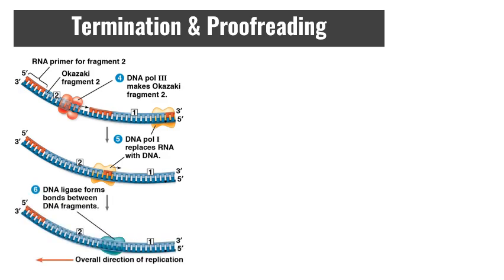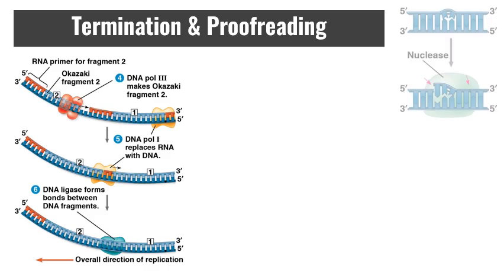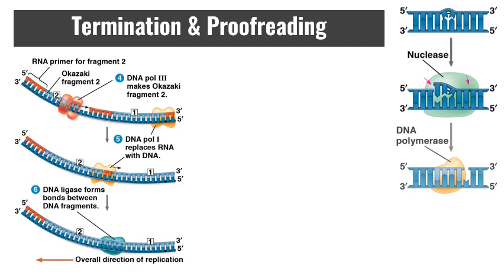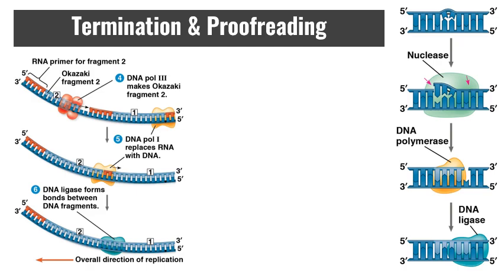DNA ligase is going to come in and seal up any broken or open phosphodiester bonds, gluing all of those pieces together. If there are mistakes in the DNA replication, enzymes called nucleases will cut that out. They will then be repaired by DNA polymerase, probably DNA polymerase I, and then ligase will come in and seal the damage. So proofreading is going on throughout this process. This is why there are so few mutations in eukaryotic DNA replication.